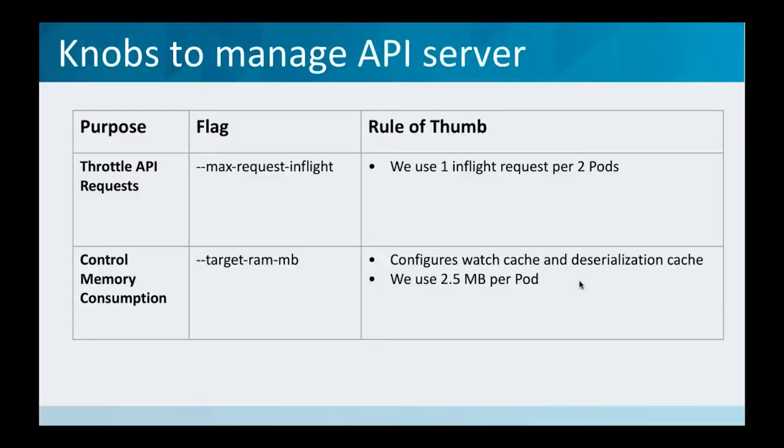We started with default values, of course, but if we see there are too many kills, we try to reduce these two values. If we see performance issues, we increase these values. The rule of thumb we discovered while experimenting with Kubernetes is that we use one in-flight request per 2 pods cluster-wide for maximum requests in flight, and about 2.5 megabytes of cache size per pod. But these are just a rule of thumb that we configured for our workload. This might or might not work for yours, but this is definitely a good point to start with.